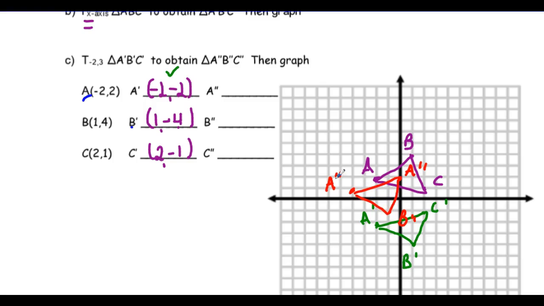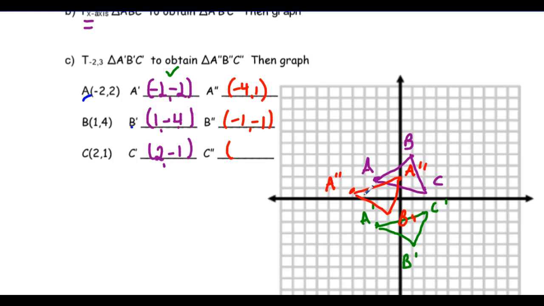For A prime, negative 4, 1. And for B prime, we have negative 1, negative 1. And for C prime, we have 2, 0.